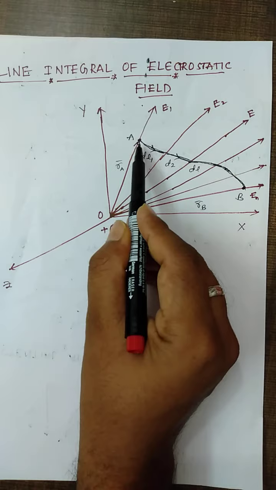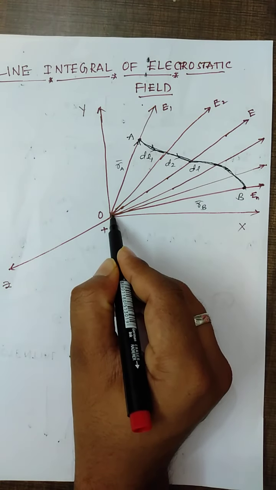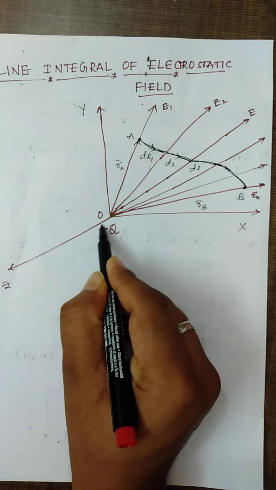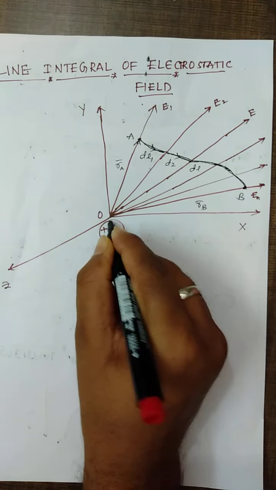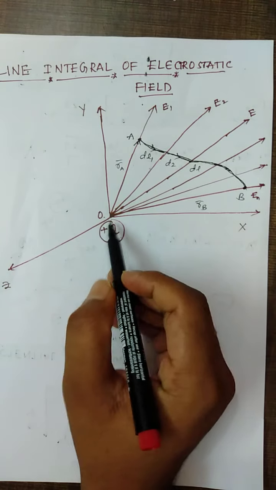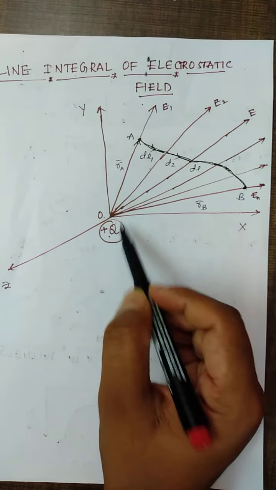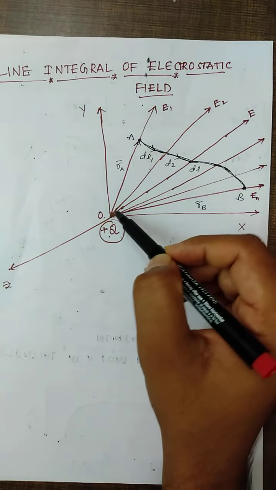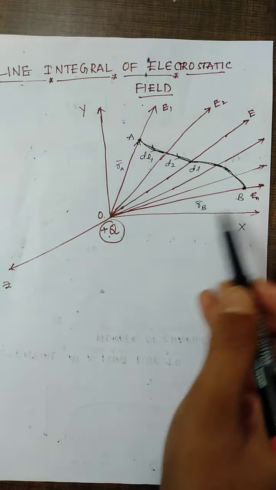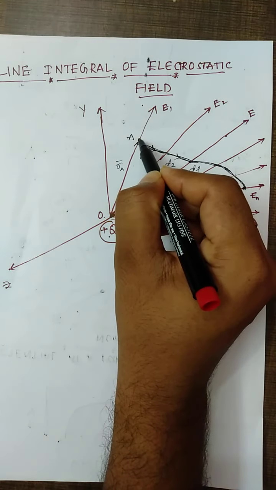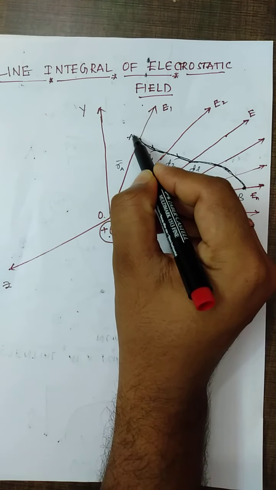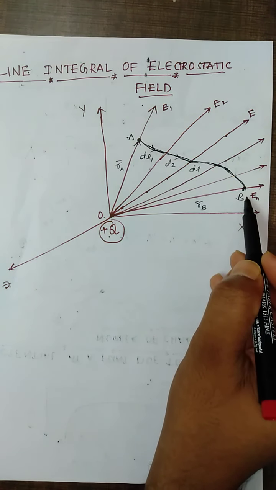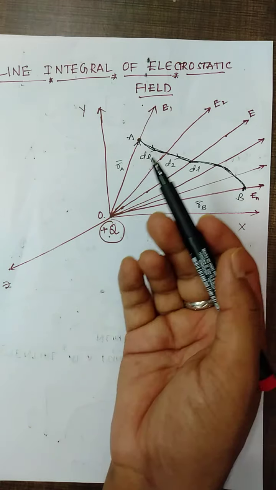Let's suppose I have taken a point charge in three dimensions. This is our source charge, which I kept at the origin. From this charge we get all the field intensities, so I drew a few field lines here. I want to move a test charge from point A to point B along a curved path. I don't take a straight line because the result is independent of the path.